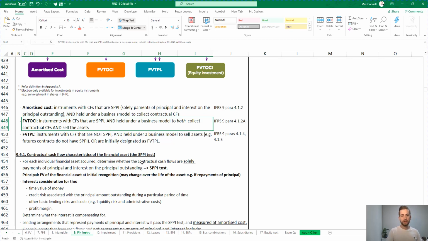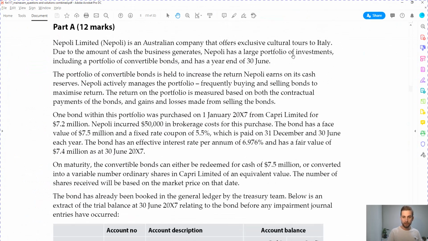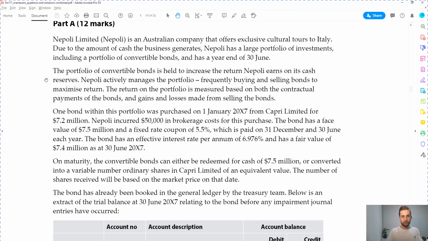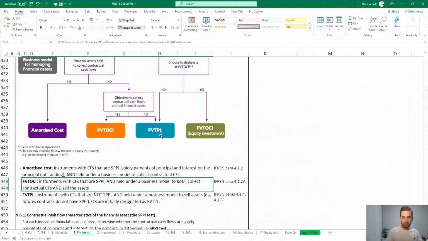So in this case, how we're going to get the 4 marks is basically identifying that it's a financial asset, identifying that it's fair value through other comprehensive income, and justifying that because of the 2 tests. Number 1, the instruments are SPPI, i.e. there is regular cash flow outgoing. And number 2 is that it's held under a business model to both collect contractual cash flows and sell the assets, which we saw in the text up here, both on the contractual payments of the bond and the gains and losses made from selling the bonds. So therefore, it's fair value through other comprehensive income.